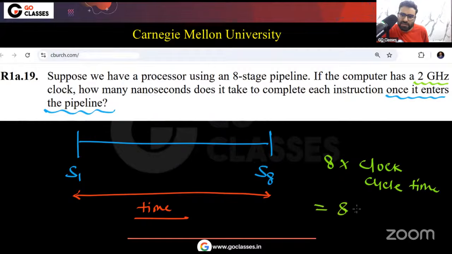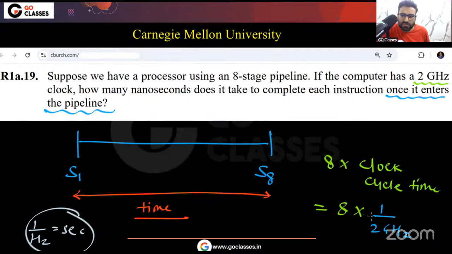Here the answer will be 8 multiplied by the cycle time. We have a 2 gigahertz clock, so what will be the cycle time for one cycle? That will be 1 divided by 2 gigahertz. 1 divided by hertz is basically seconds, and 1 divided by giga is basically nano. So here you got 4 nanoseconds. This will be your answer. I hope you understood. Very simple.